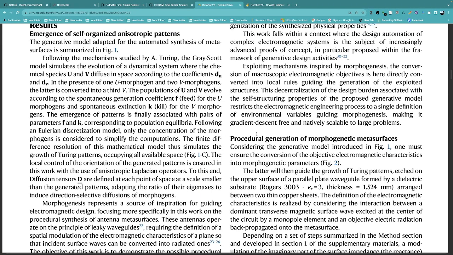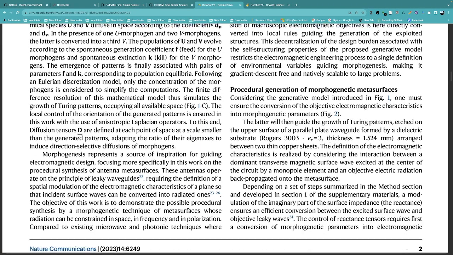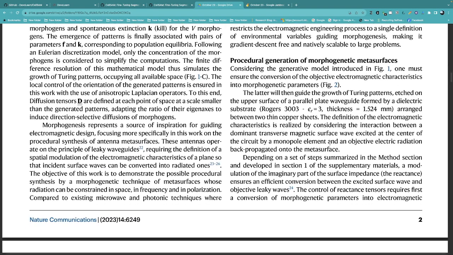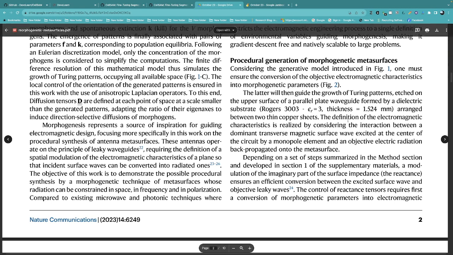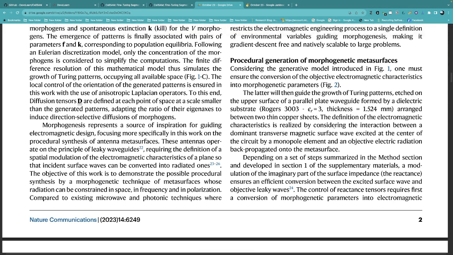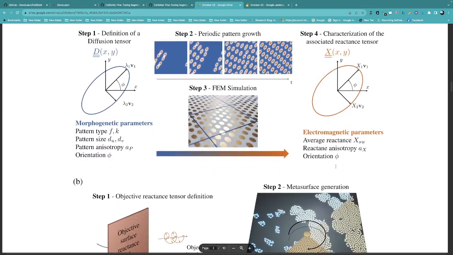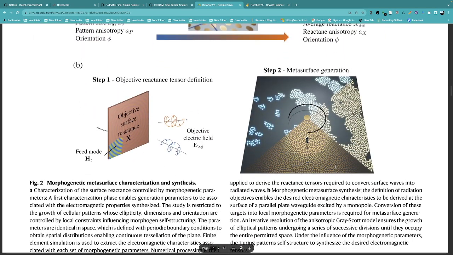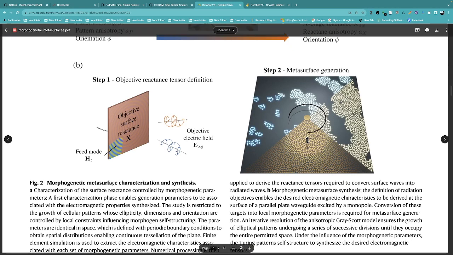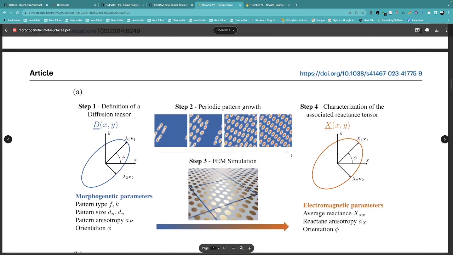So they're doing procedural generation, and they're trying to guide the growth of these patterns. They're going to etch this onto a very thin, small plate, and they're arranging this between 2 thin copper sheets, so they're able to get this sculpted. And this is an example here in figure 2. This is morphogenetic metasurface characterization and synthesis.